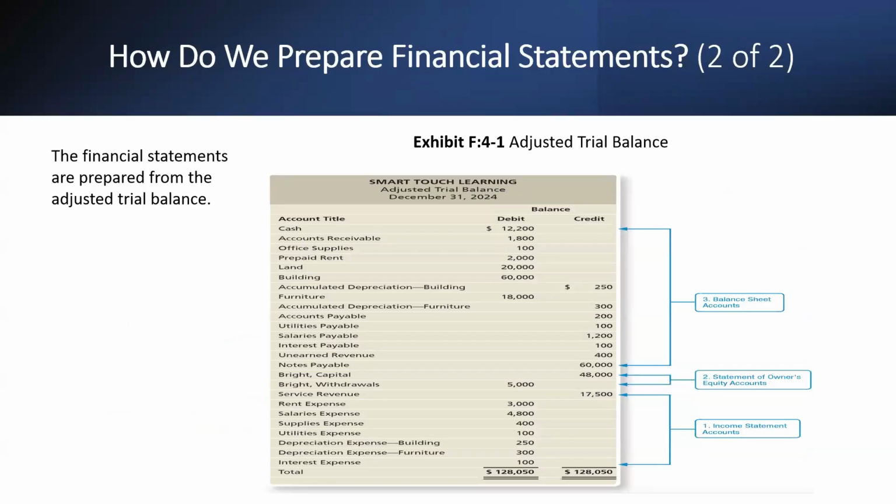Now, the financial statements will be prepared from the adjusted trial balance. Each account on the adjusted trial balance will be used on only one financial statement, except Bright Capital, which appears on the statement of owner's equity and the balance sheet. And here you see Smart Touch Learning, the adjusted trial balance, ending December 31st, 2024.